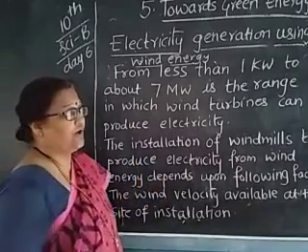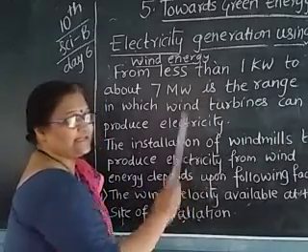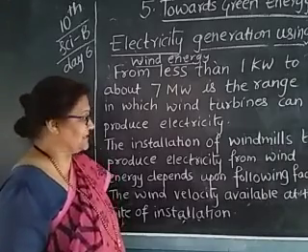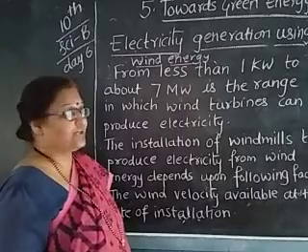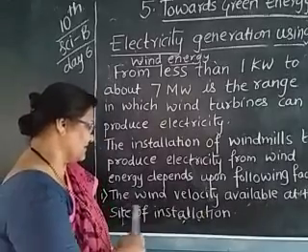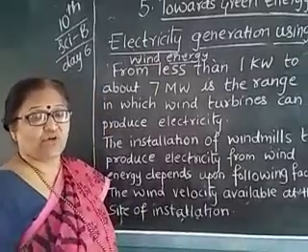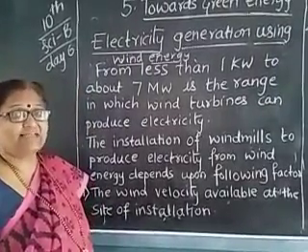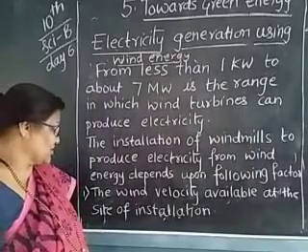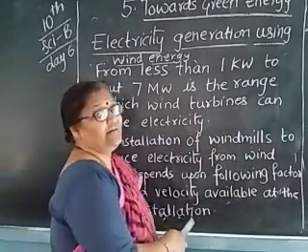The installation of windmills to produce electricity from wind energy depends upon the following factors. Whenever you see the installation of windmills, it depends upon the wind velocity available at the site of installation. Whatever the wind is there, it has some velocity, and the available velocity at that installation site is one of the factors.